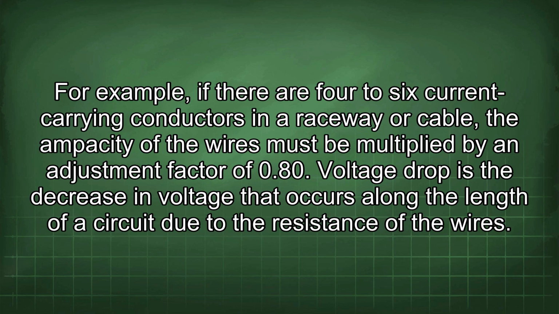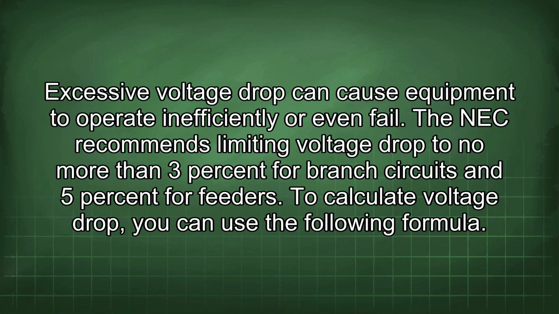Voltage drop is the decrease in voltage that occurs along the length of a circuit due to the resistance of the wires. Excessive voltage drop can cause equipment to operate inefficiently or even fail. The NEC recommends limiting voltage drop to no more than 3% for branch circuits and 5% for feeders.